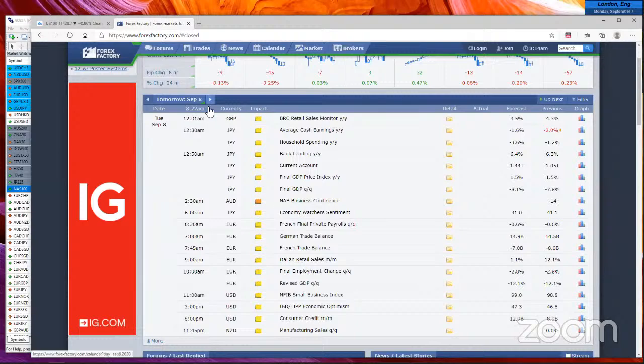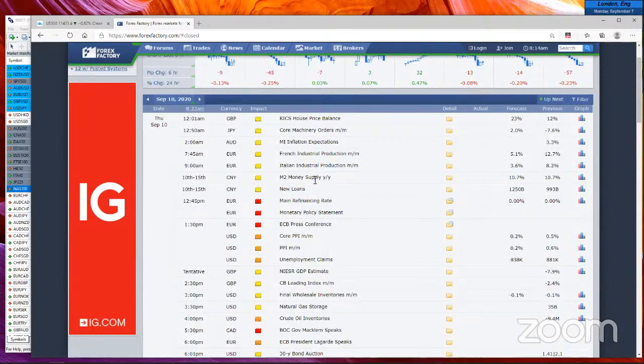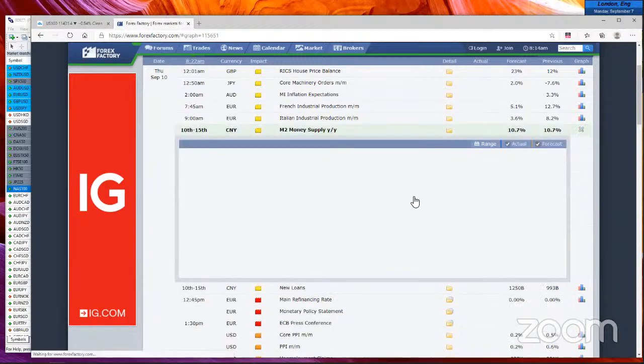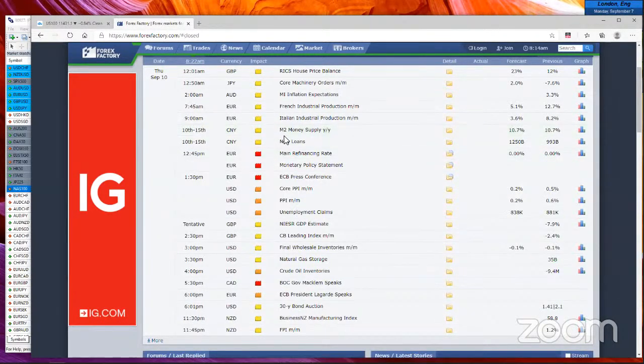Nothing on Tuesday, so it looks like another damp squib of a day. Looks like the CAD's in focus this week with an overnight statement. Probably not a great deal of movement there. Let's just have a look at this. The money supply in China has been picking up as well, but this is the big one. We'll get to Thursday and check out what the EU have got to say.